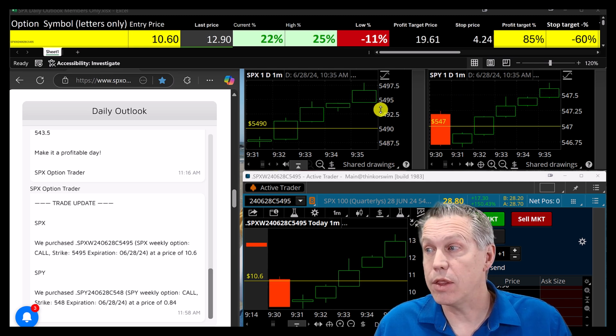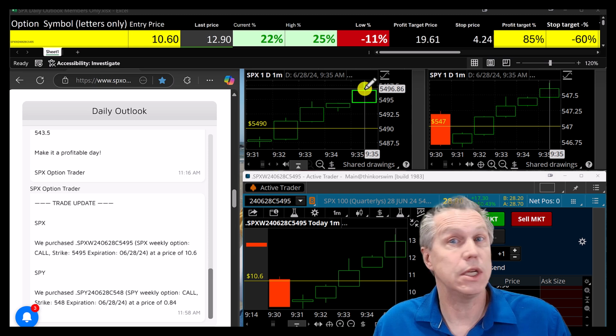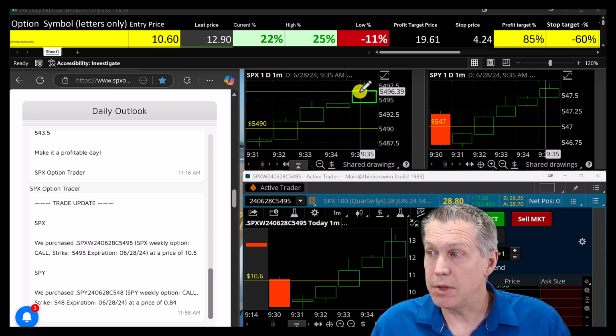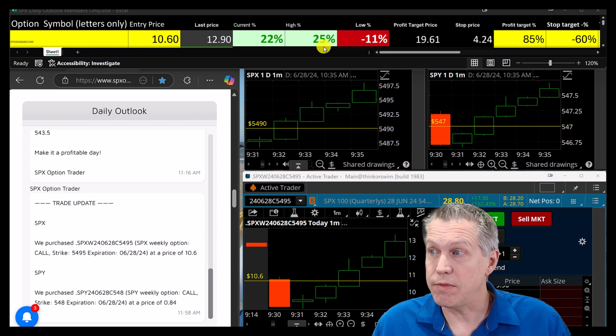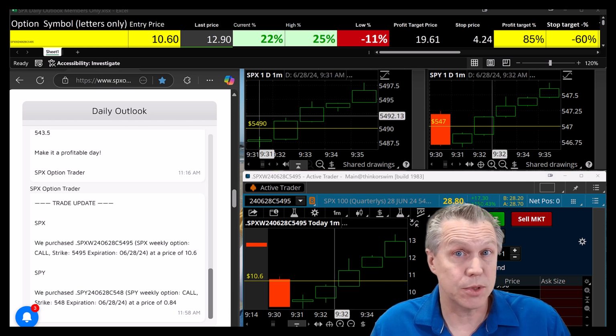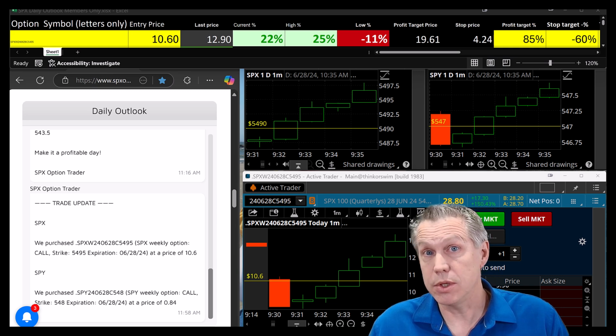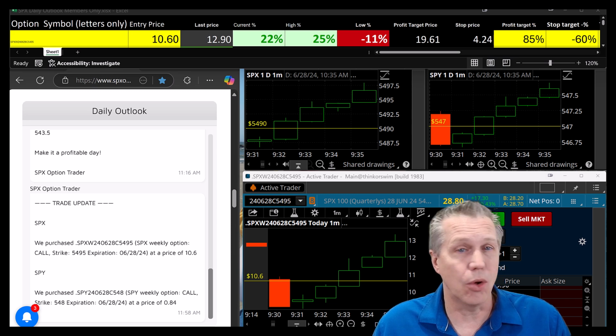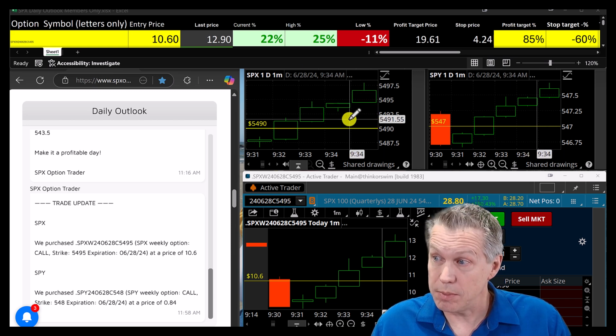Okay, as we come to the 9:35 bar, we notice the market is continuing to run, which is exactly what we wanted. So far, as we come to the end of the 9:35 bar, you can see that we've hit a high of 25% on our option position, and that's an incredibly good position to be in. We want it to continue to run. That's the goal of trading. And at this point, we are simply watching it.